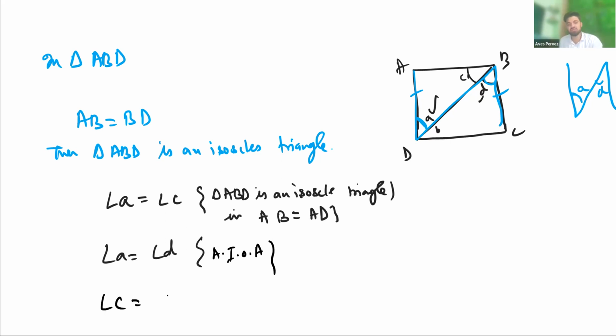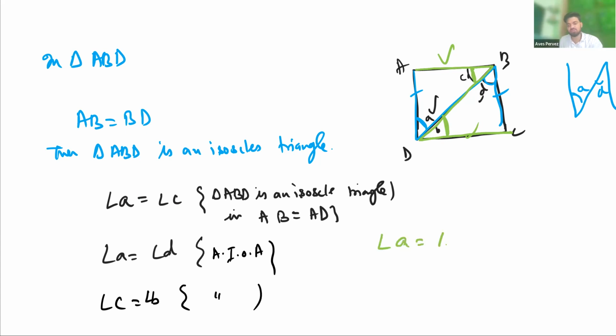Angle C is equal to angle B. Why? Same reason, alternate interior opposite angles, because this is forming a Z now. Here you can check that this side is parallel to this side, so this angle will be equal to this angle. So now A is equal to C.